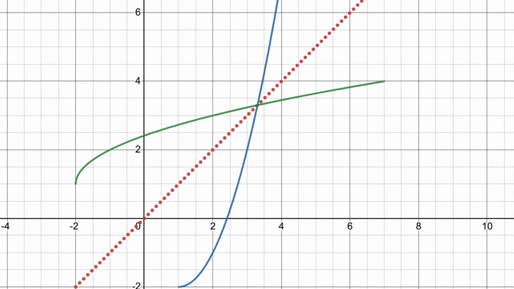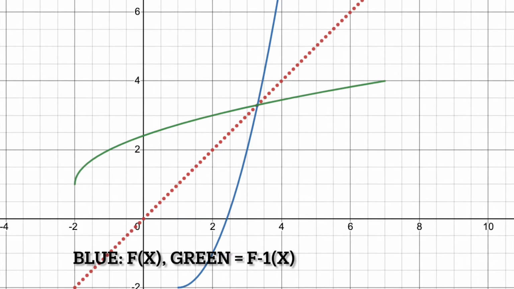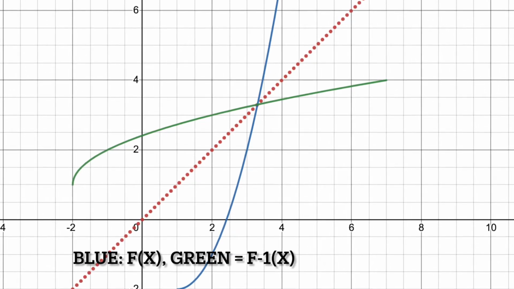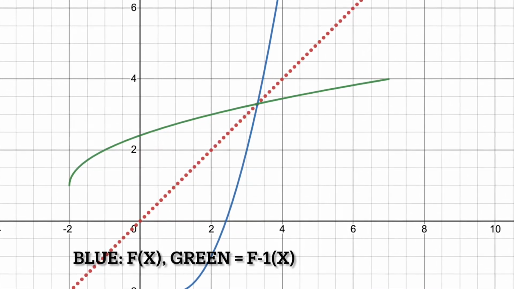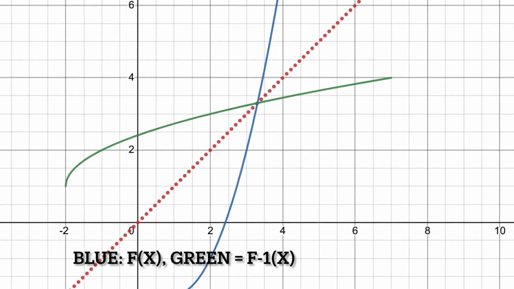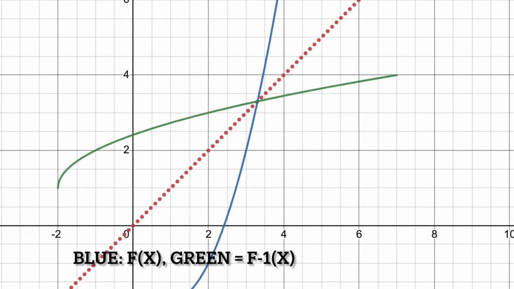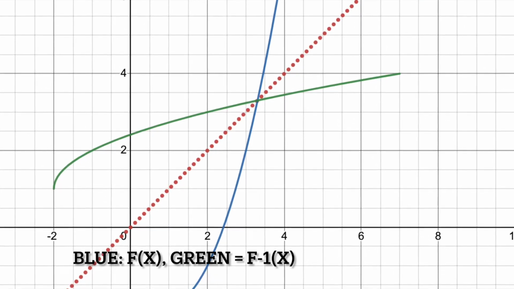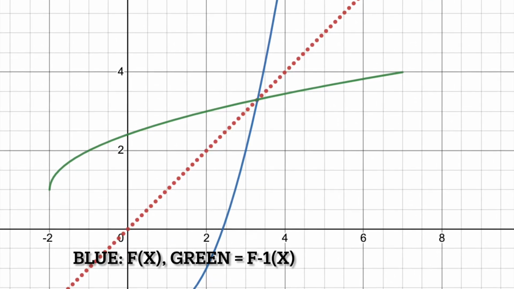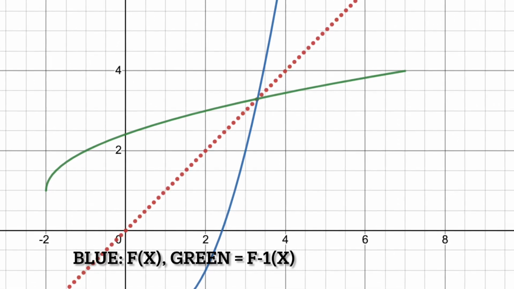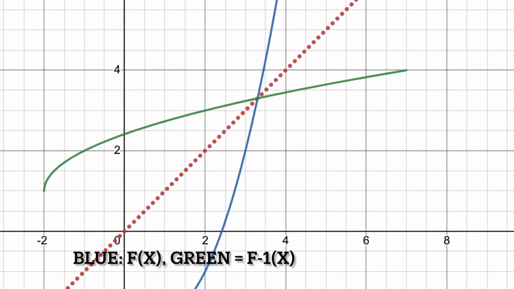For example, when we have the function f(x) equals (x minus 1) squared minus 2, if we plot it out, we will get this shape. And if we calculate the inverse, we will get this shape, which is a reflection again along the line y equals x. To learn more about reflection, you can check out my other videos as well.